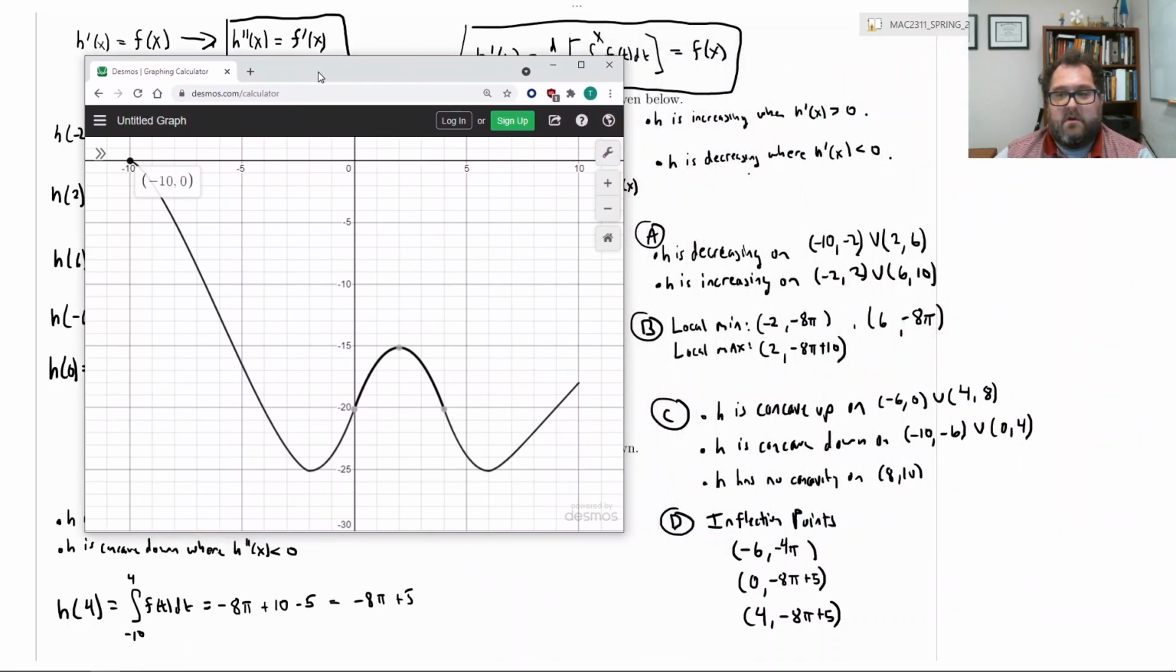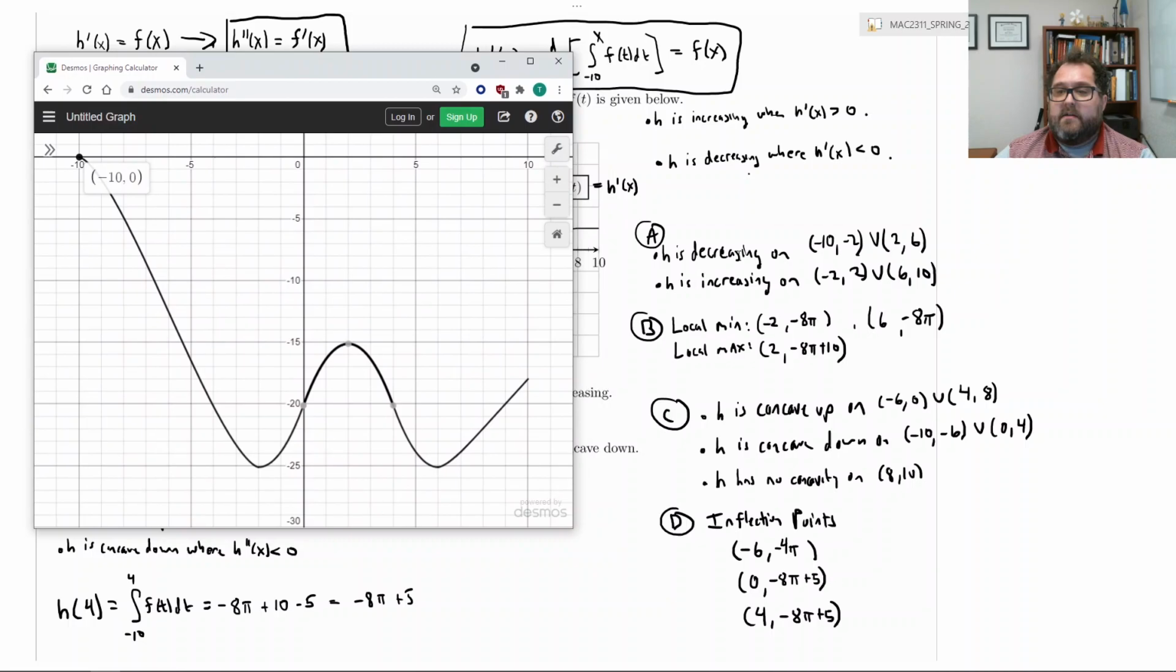Let's verify our answers. We said that we were decreasing from negative 10 to negative 2. Yep, we're definitely decreasing from negative 10 to negative 2, and then again from 2 to 6. So there's 2, and there's 6. Yes, we're decreasing over those intervals. That's indeed correct. Now we're increasing everywhere else. So that means we are increasing between negative 2 and positive 2, yeah. And we're also increasing from 6, that little valley down there, to where we stop, which is at 10. So yes, our increasing and decreasing behavior was correct.